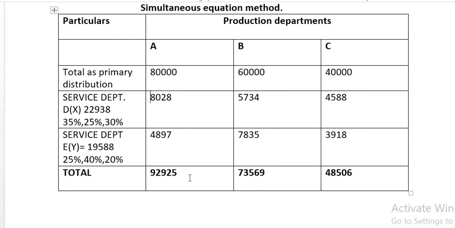Now we have to find all the totals. Then A department 92,925, B 73,569 and C is 48,506. So this is for the simultaneous equation method.